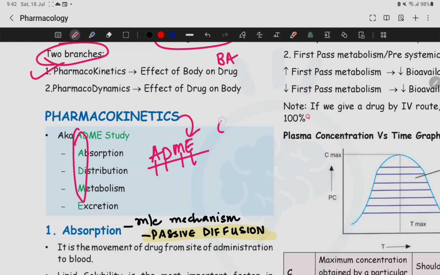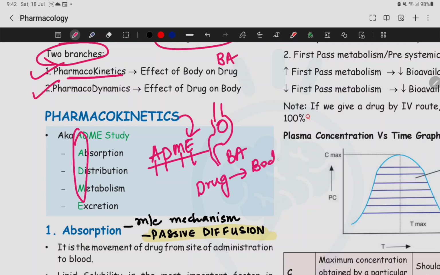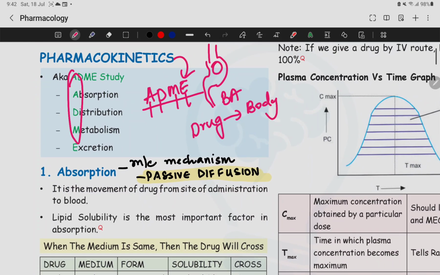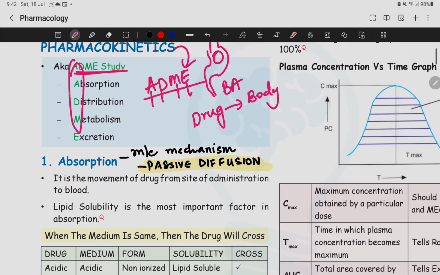It means that when a drug passes through the GIT, what are the changes, for example bioavailability and all of that. So that is pharmacokinetics. Whereas pharmacodynamics means, because of the drug, what is the effect on the body. So, effect of drug on the body. Pharmacokinetics, we already studied, is the ADME study: absorption, distribution, metabolism, excretion.